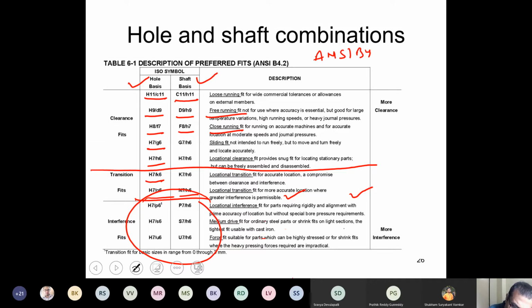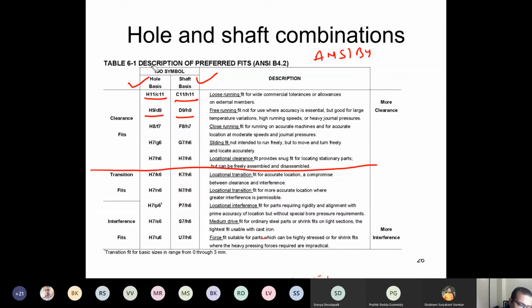For accuracy, steel parts, shrink fits on light sections, and then force fit, which can be highly stressed, or shrink fits. So these H7 U6, U7 H6, these are shrink fits. So these will be a sleeve on a shaft which is permanent, or in some cases some bearings which will be permanent. So these will be the fits which you can choose. So there are these kind of guidelines for which one to choose. Okay. So this is what I am discussing.